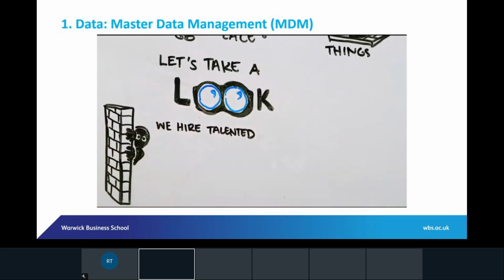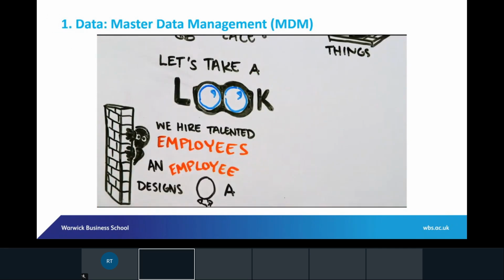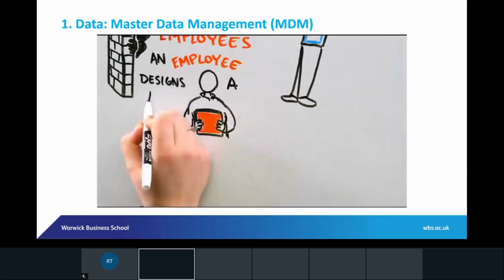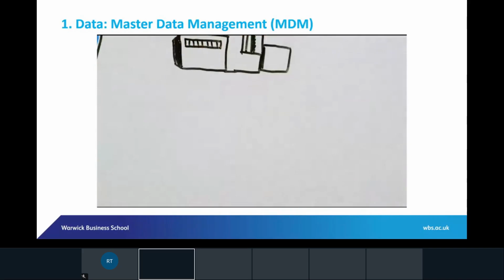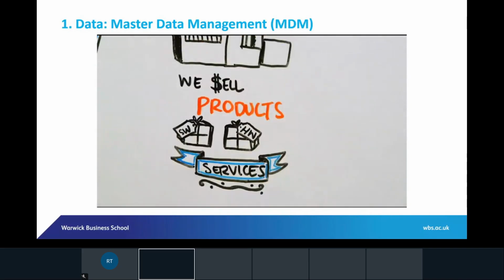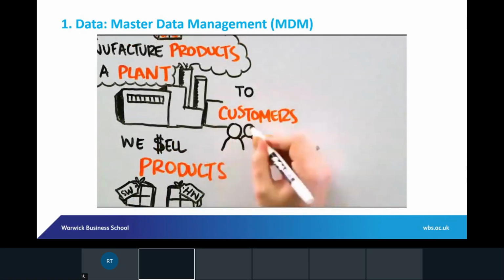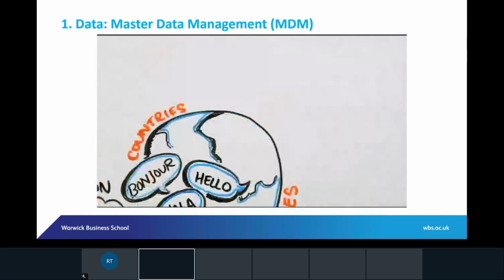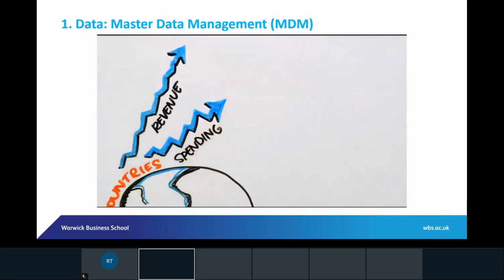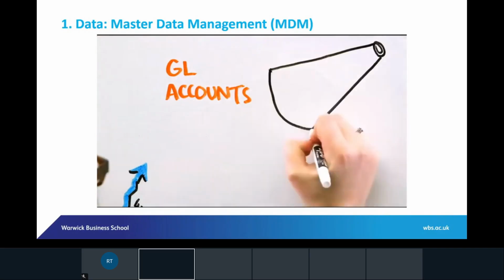We hire talented employees. An employee designs a new product. We buy material from a supplier. We manufacture products at a plant. We sell products, software, hardware, services, etc., to customers in many languages across many countries. We track our spending and revenue in GL accounts and report out to the street.